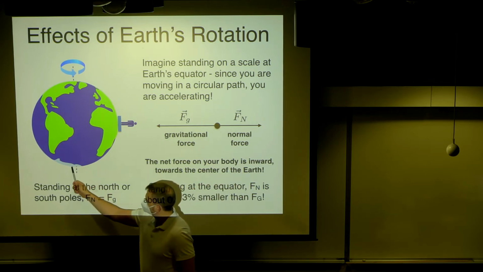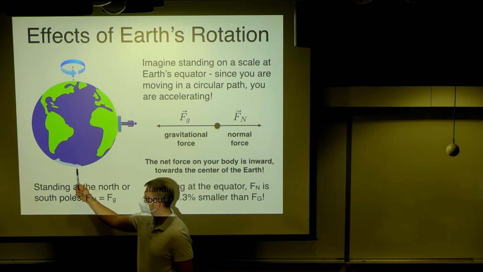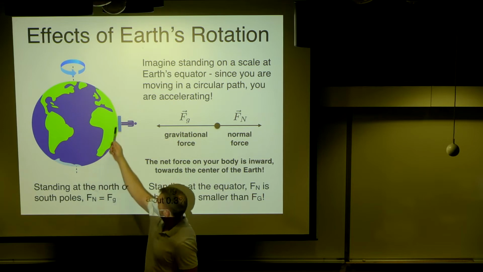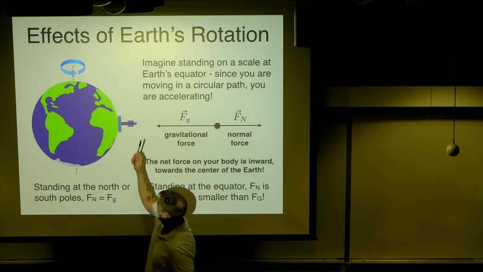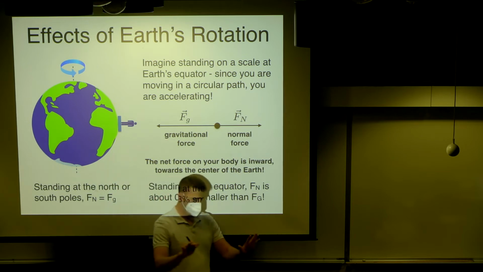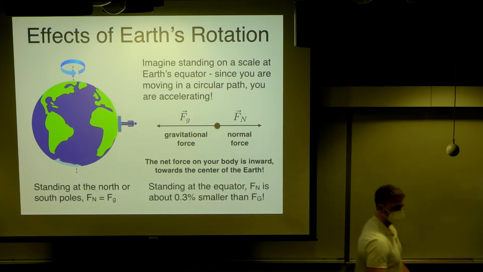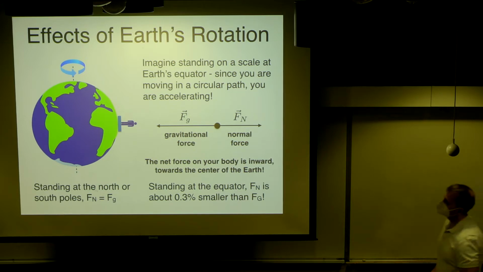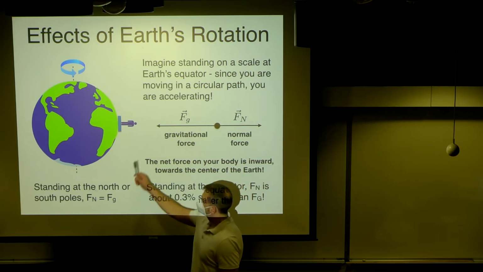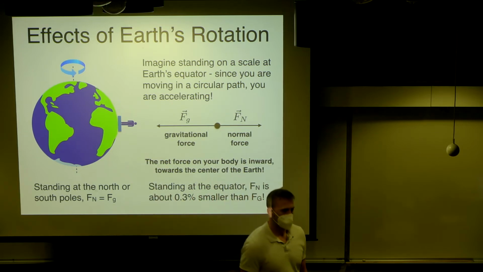If I'm down by the South Pole, the circle I'm moving in as the Earth rotates is pretty small. I move a pretty small distance every day, so my speed is pretty small, right? On the other hand, if I'm at the equator, I'm moving in the biggest possible circle, so I'm moving the fastest. So that's where we're going to focus our attention. That make sense? All right, so we're at the equator, we're standing on a scale, and there are two forces acting on our body, right?